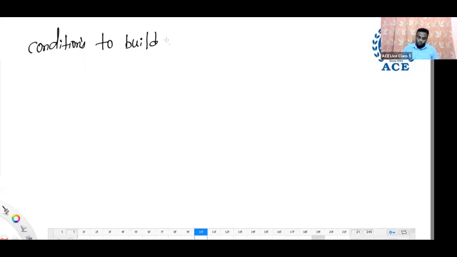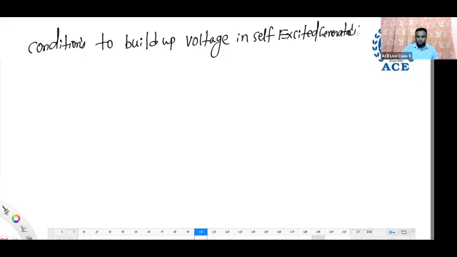Conditions to build up voltage in self-excited generators. Self-excited means all shunt, series, compound. So listen carefully, you can easily answer after understanding these conditions.